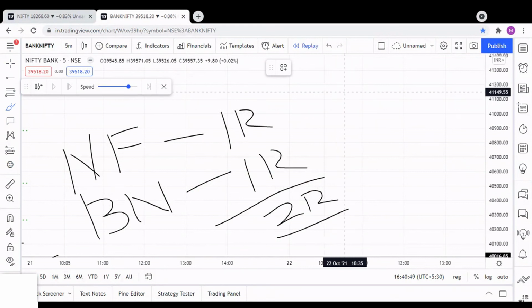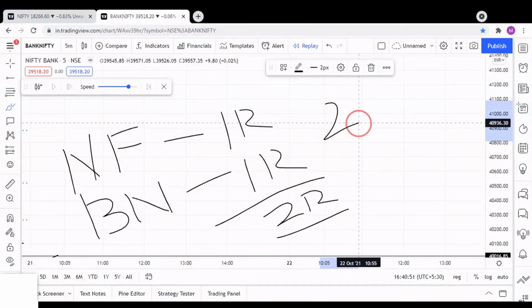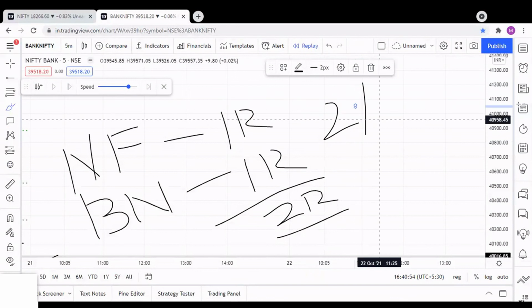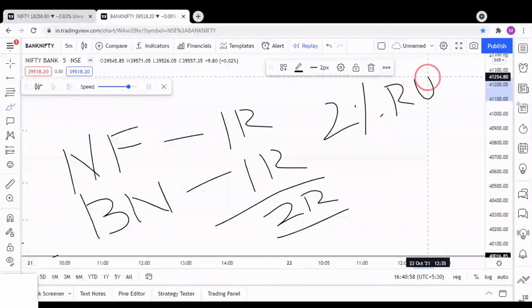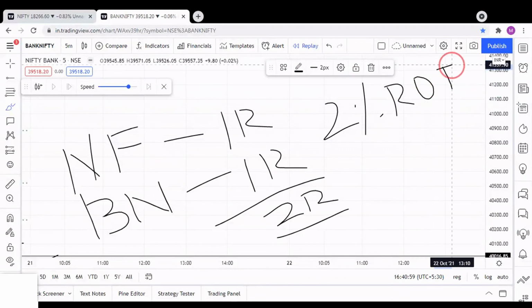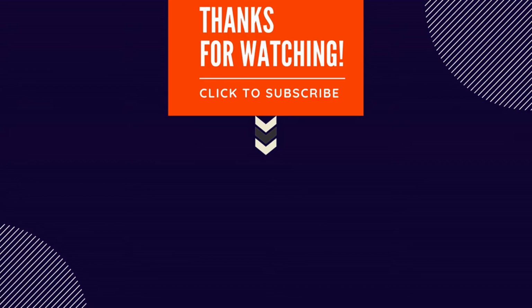So total 2% return on investment, that is ROI today. That's all about today's end of the day chart analysis on Nifty and Bank Nifty.